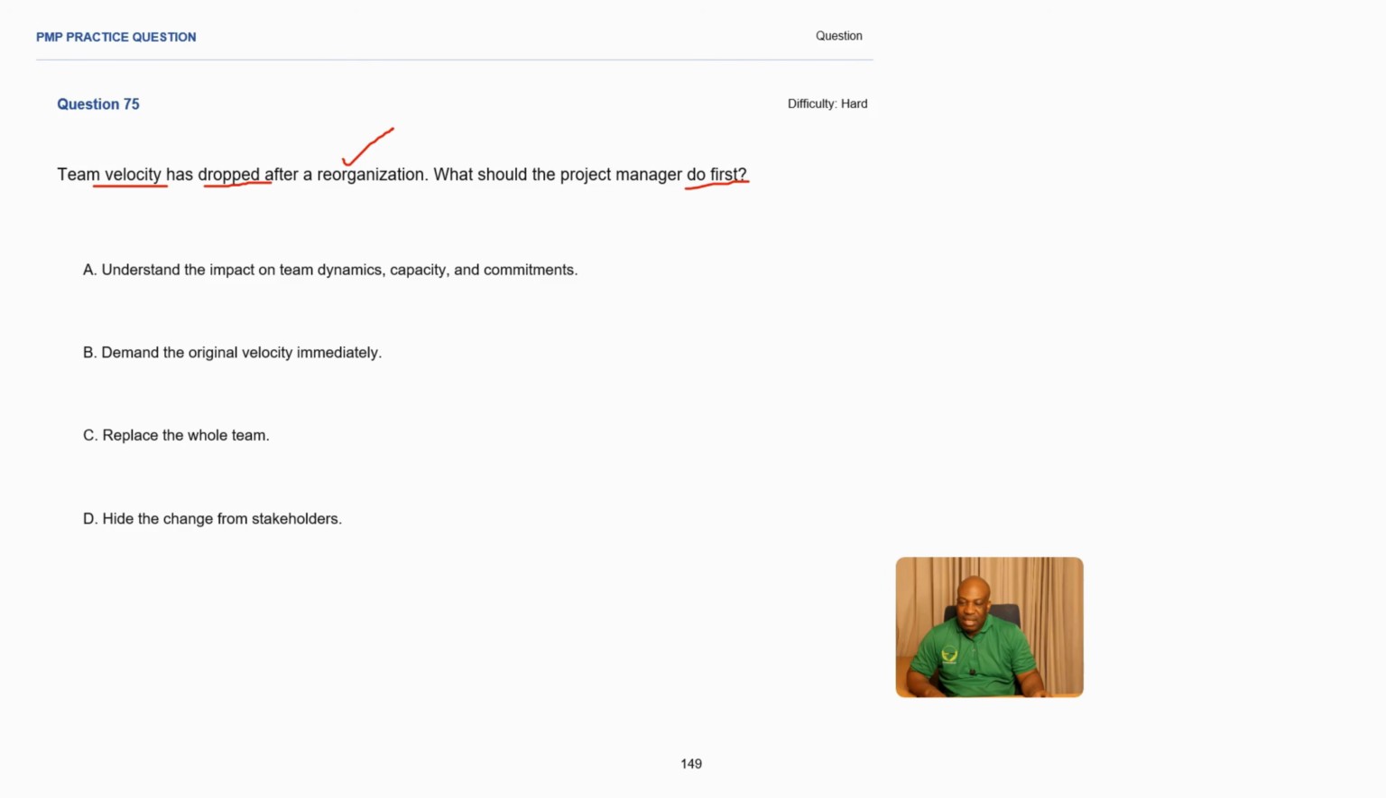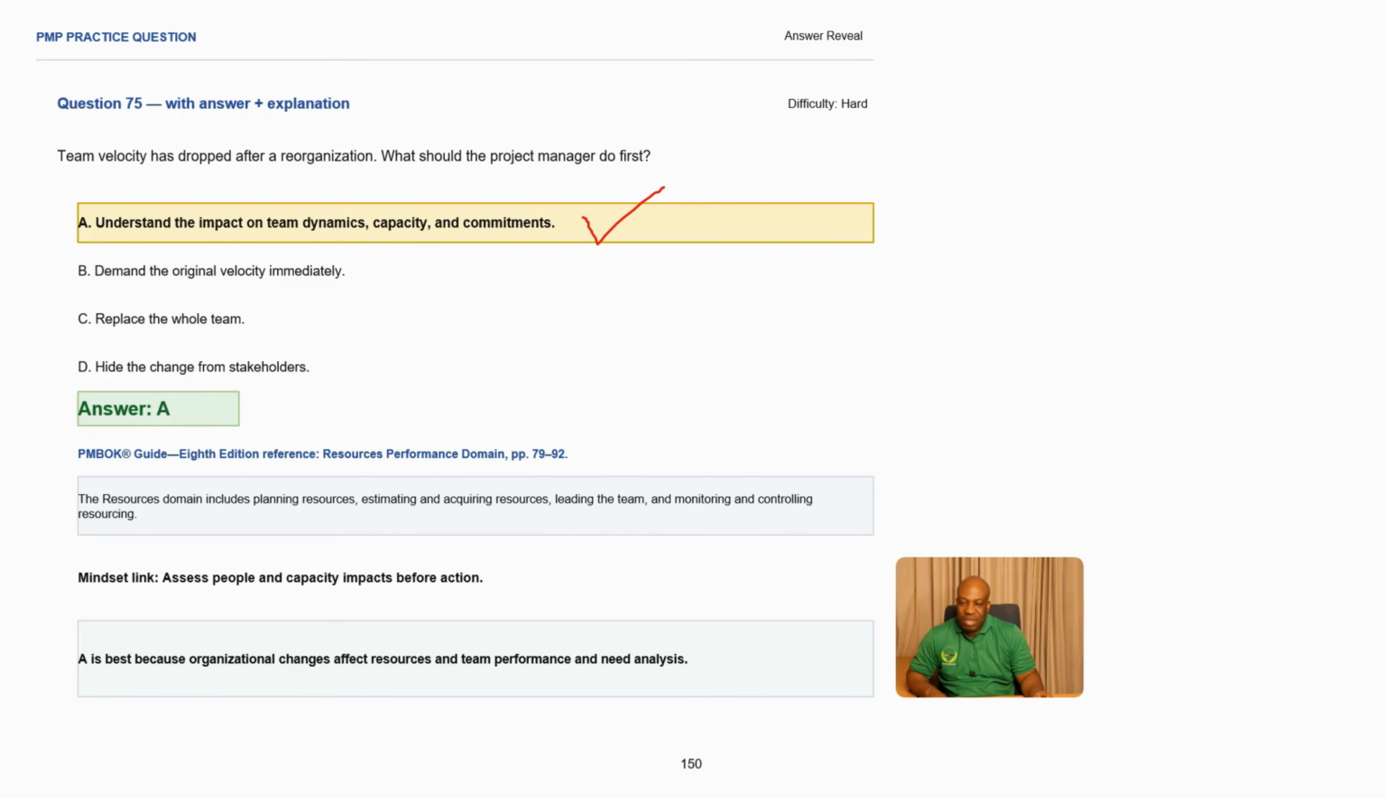Understand the impact on team dynamics, capabilities, capacity, and also commitments, all right? This makes sense. You need to understand team dynamics. Demand the original velocity immediately. You don't demand when you're working, especially in an agile environment where you're supposed to be a servant leader and the team is supposed to be self-organizing. You cannot demand things from them. Making this one incorrect answer. Replace the whole team. I'm not sure if someone is going to select this answer. You cannot replace the whole team in a project environment. Making this one incorrect. Hide the change from stakeholders. You cannot hide things in a project environment. Always be transparent. Making A the best answer in this particular scenario.